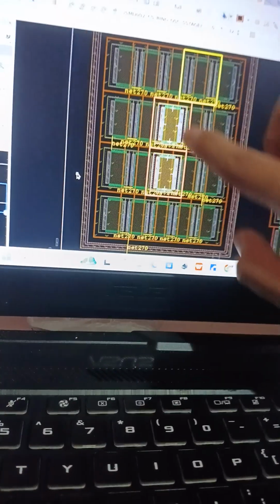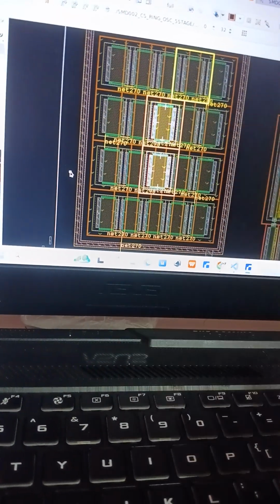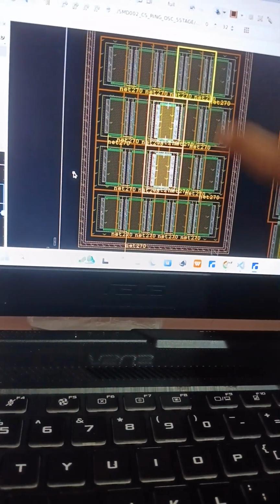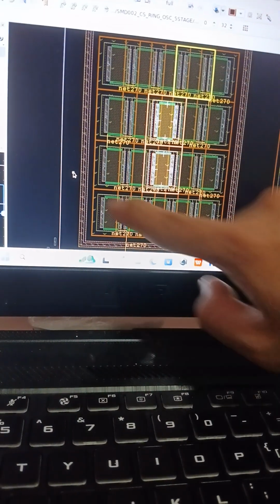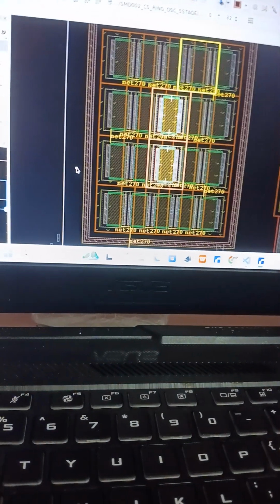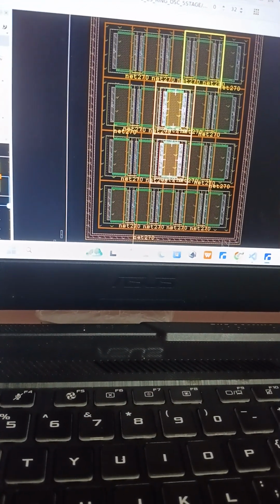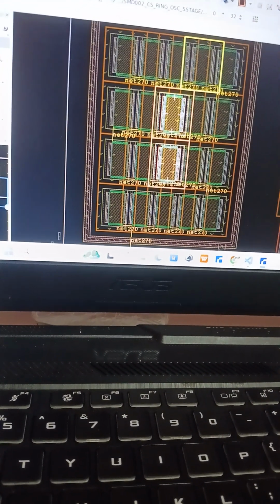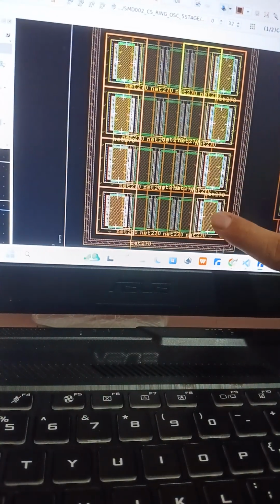So this is the reference circuit, and it must be at the middle. Why? Because it must be surrounded, or guarded, by the other devices, the neighboring devices. And this is actually the dummy. Dummy must be at the edge or at the side of the block, right?